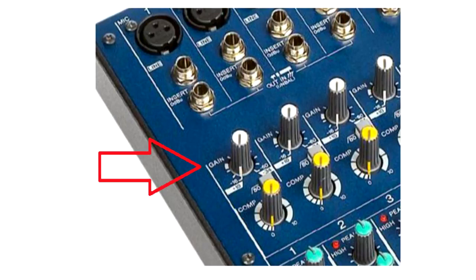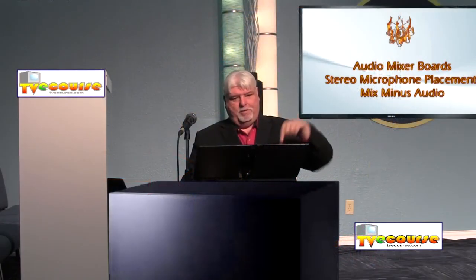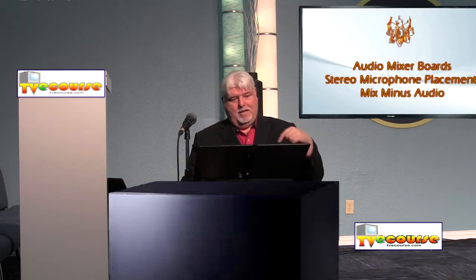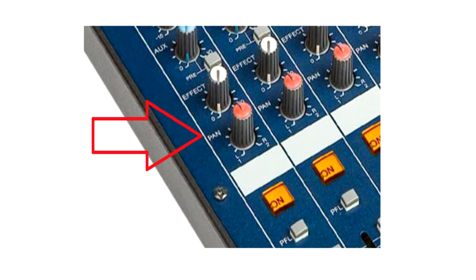So let's just go up the row, from the bottom to the top of your individual mic channel. You've got your slider pot. Above that, you'll have a mute button. The mute button turns that channel off or on. Now the other control there would be the pan pot.